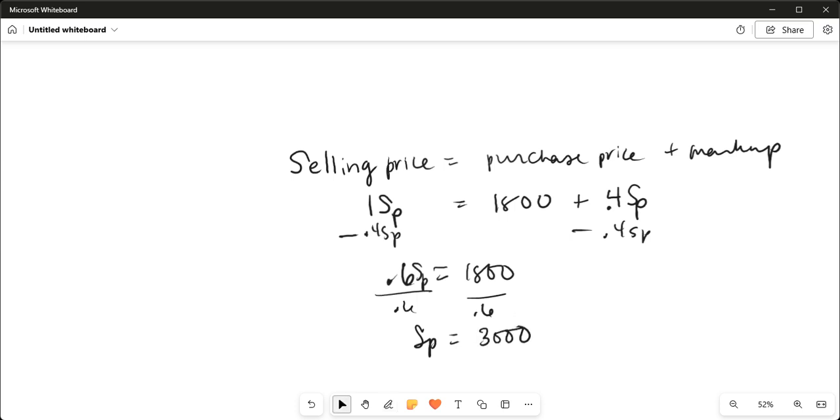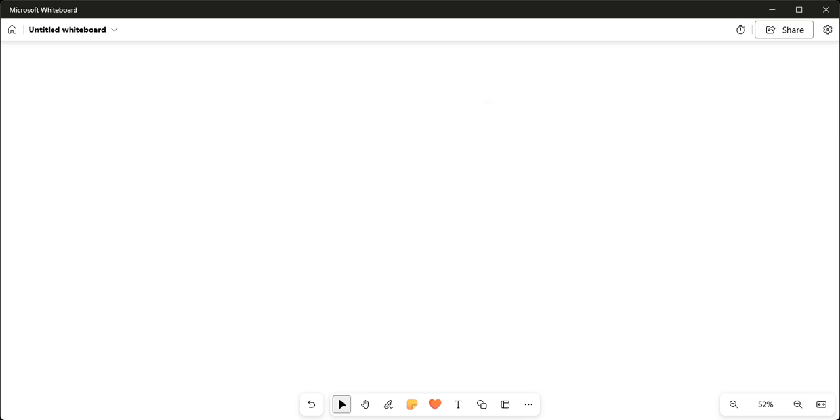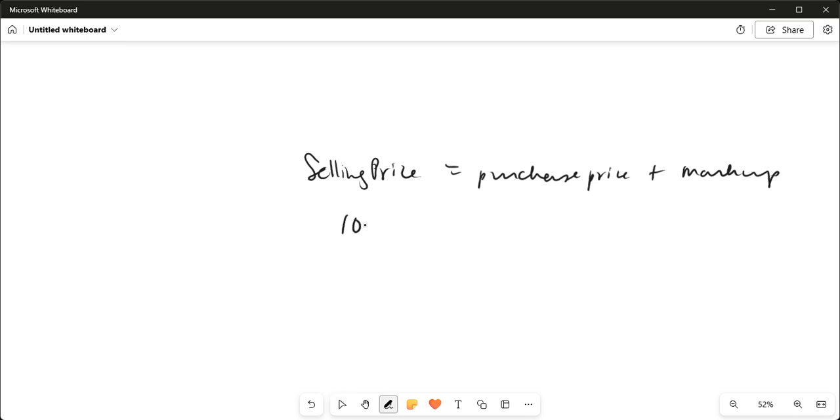Okay. All right. And then last one, selling price equals purchase price plus markup. The sports car retailed for $10,368. That's the selling price. What is the purchase price if the car had been marked up 8%?